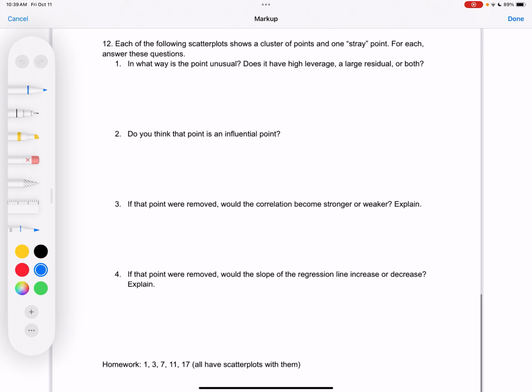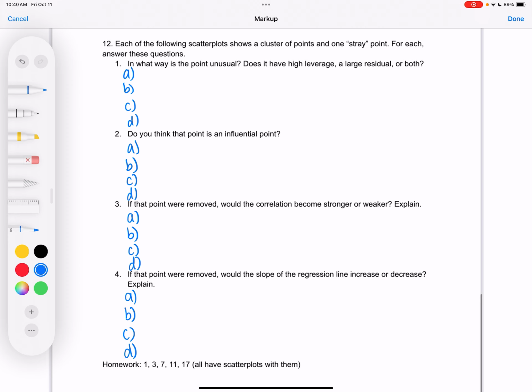So, A, B, C, D. About each graph, we're going to look at basically: is the point unusual? Does it have high leverage, a large residual, or both? Do you think the point is influential? If we removed it, is the correlation going to become stronger or weaker? And if we remove the point, would the slope of the regression line increase or decrease?